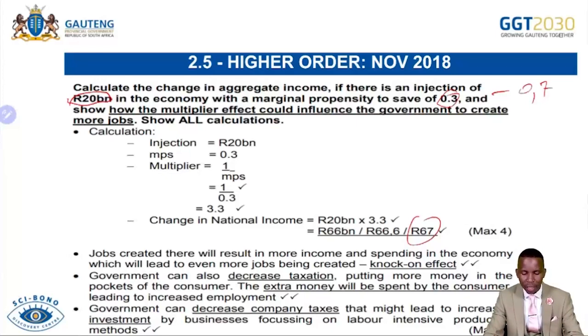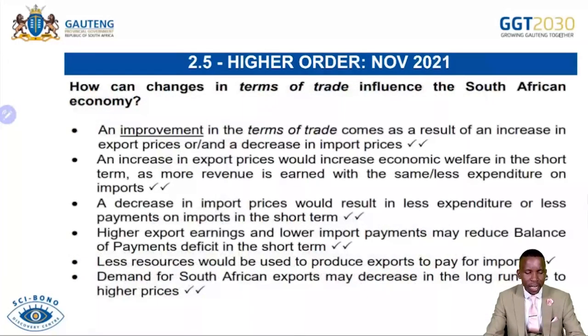Government can decrease company taxes. That might lead to increased investment by businesses focusing on labor-intensive production methods. So we know that if the company tax or corporate tax decreases, that simply gives businesses an opportunity to reinvest their profits, and that can lead to job creation and even more production within the economic activity. And then, how can changes in terms of trade influence the South African economy?